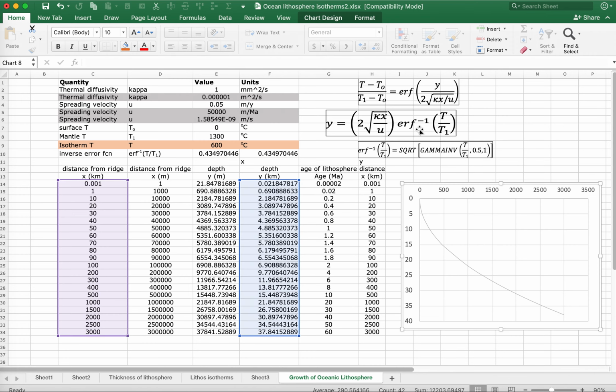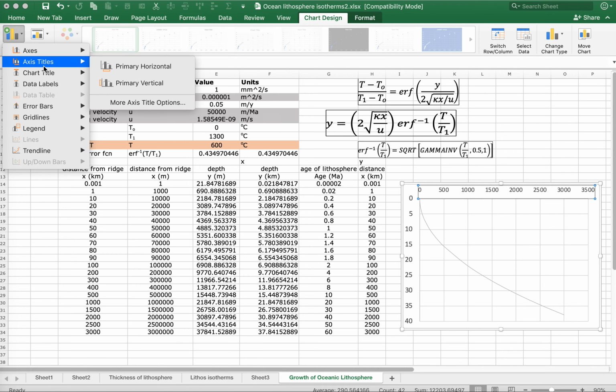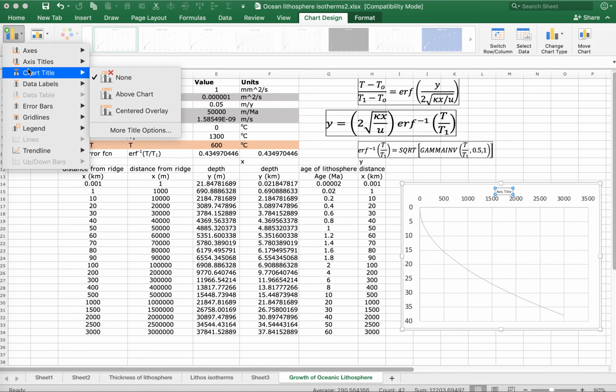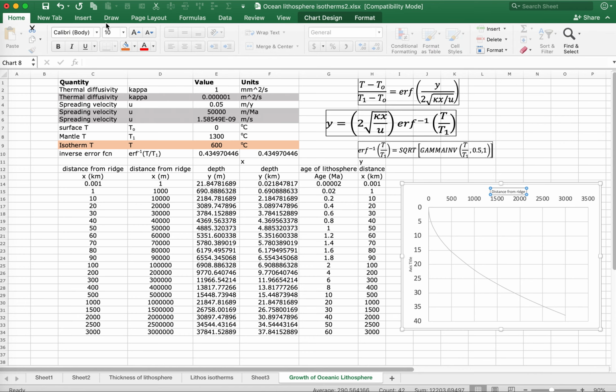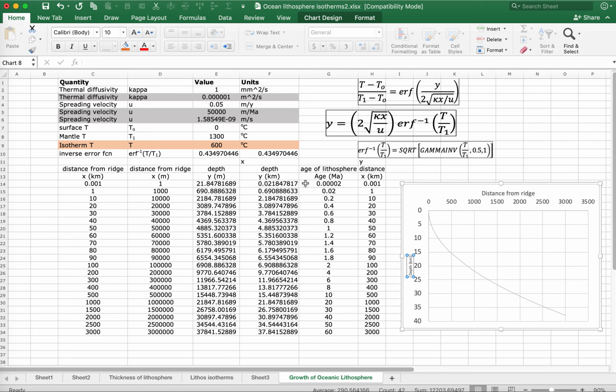Let's add some axes. So we'll have a primary, vertical, and horizontal axis. What is the value here? This is x. This is distance from the ridge. Well, let's make that a little bit larger so we can read it. And then this is depth in kilometers. Probably should have put the units on here. This is also in units of kilometers.